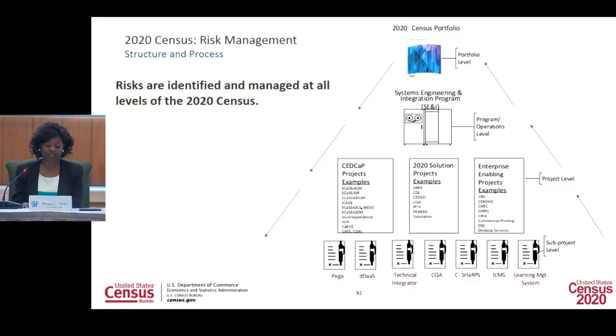Our integrated process allows risks to be identified, captured, and monitored, regularly updated at any level from the contracts to the sub-projects, projects, program, and portfolio level. The risk management process also includes the ability to escalate risks and transfer risks to the appropriate level from any level that the risk is identified. Our process follows industry best standards and is aligned with the Census Bureau and Department of Commerce standards.